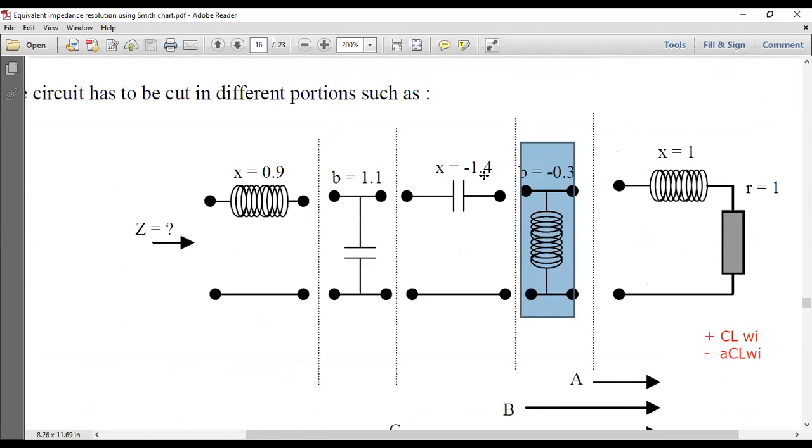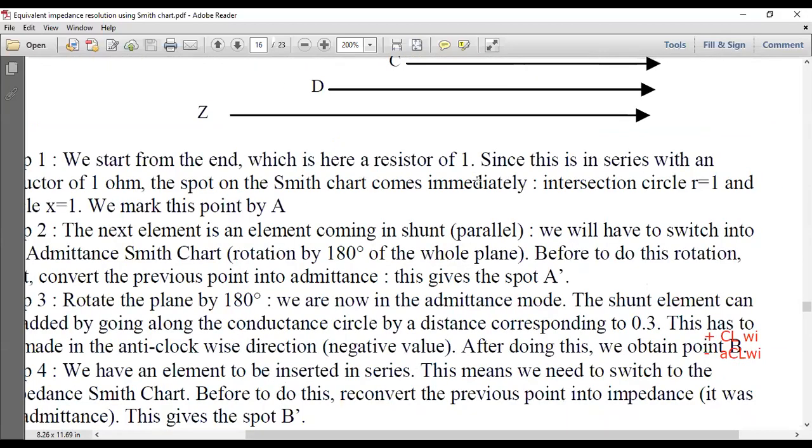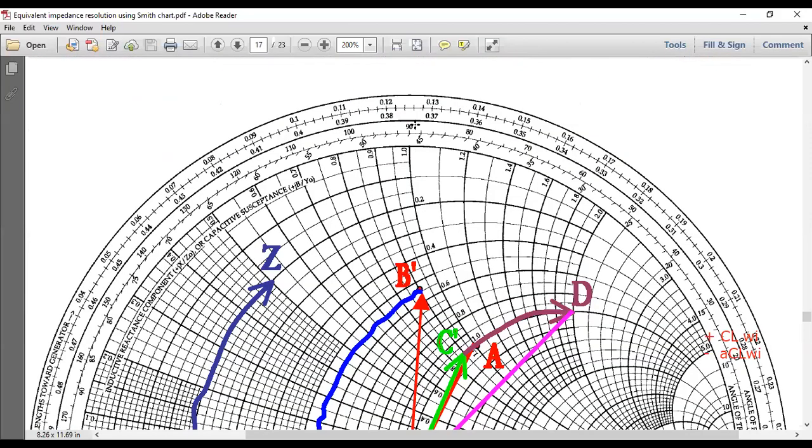Now the next step: it is in series, it is impedance, minus 0.4. Let me know, minus 0.4. Do we have to go clockwise or anti-clockwise? Quickly. Anti-clockwise, correct. Minus means anti-clockwise. So B is here, and we go anti-clockwise. How much do we have to go anti-clockwise?